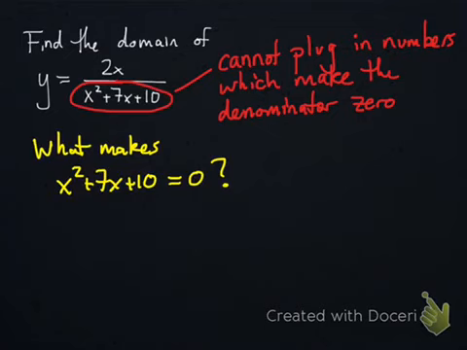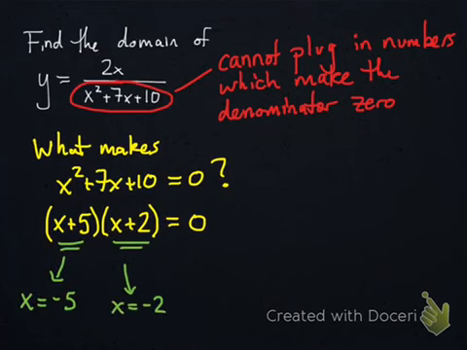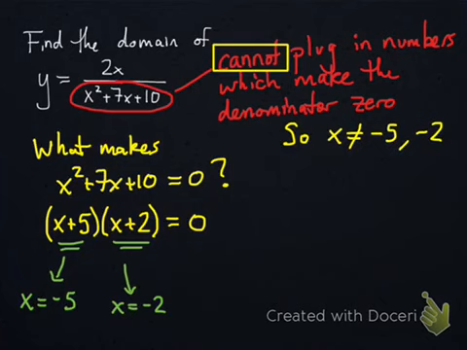Well, to solve this, we could use the quadratic formula, we could factor, got a bunch of different options. Let's factor. Once you factor it, you have x plus 5 times x plus 2 is equal to 0, so you just look at when each factor individually is equal to 0. These are now our illegal numbers, the numbers that we cannot plug in. If we did, we would be dividing by 0, and that is no good.